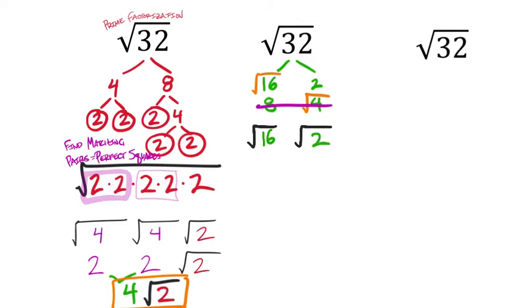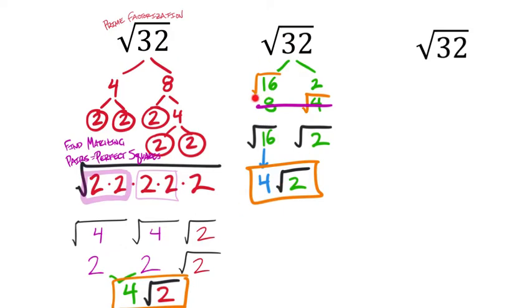Like this, because the square root of 16, I know, is 4. And then the square root of 2, that's not a perfect square, so we're just going to keep it there. That is done. And you notice that it's the same exact answer that we got here.